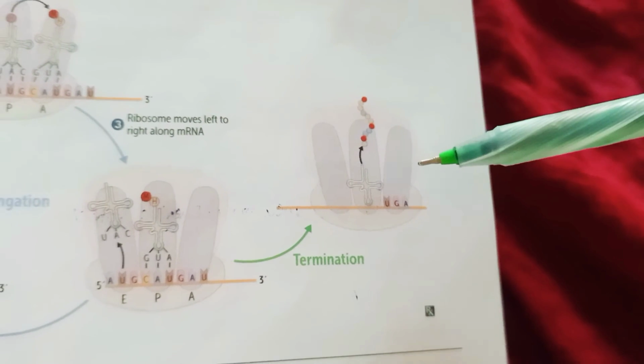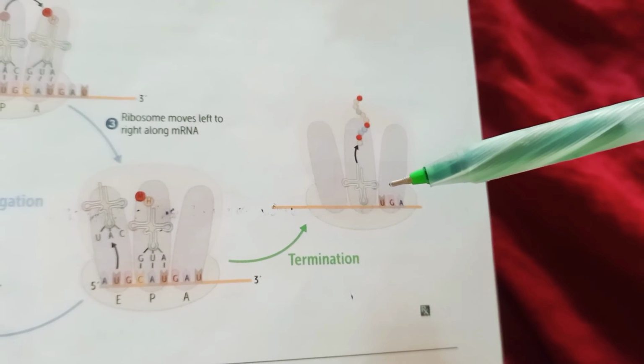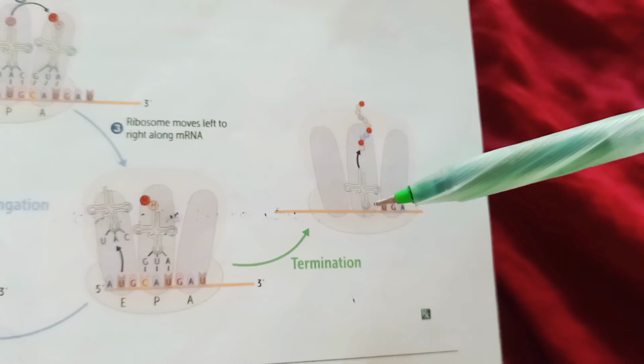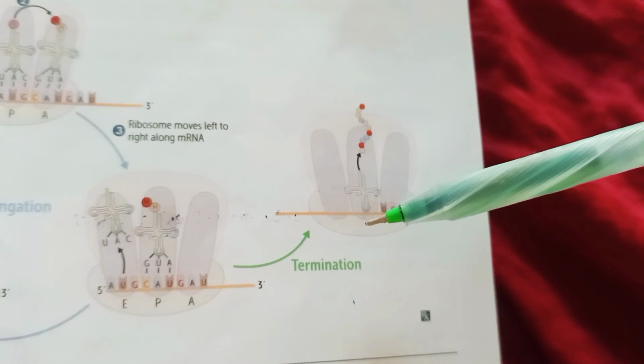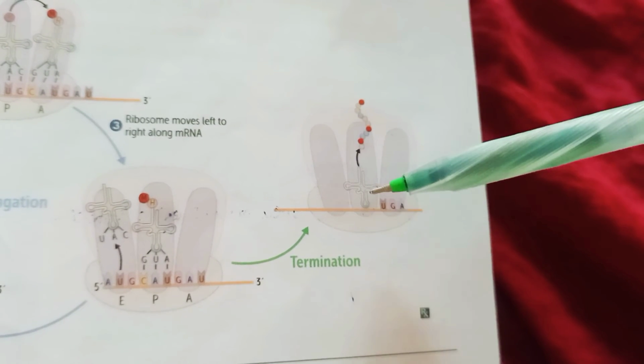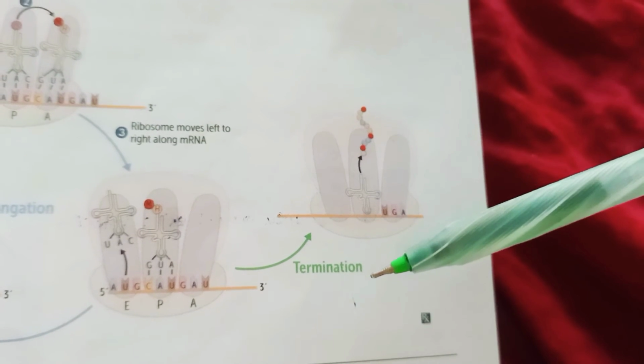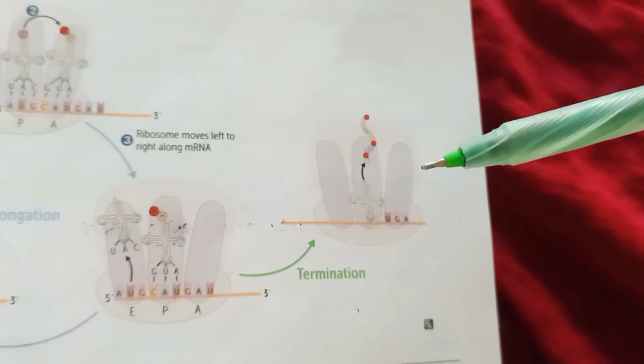Now coming to the final part, that is termination. Here eukaryotic release factors recognize the stop codon and they halt the translation. So the completed polypeptide is released from the ribosome and it requires GTP again, energy is required to form the protein.